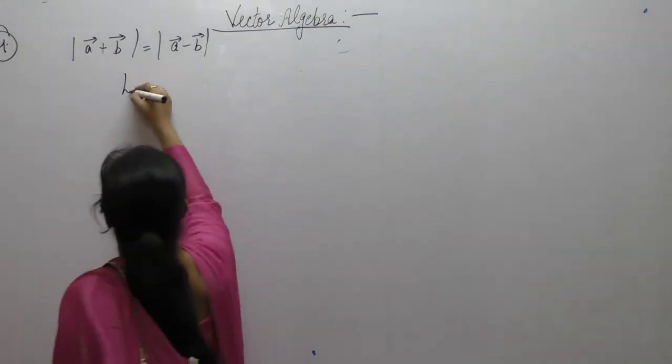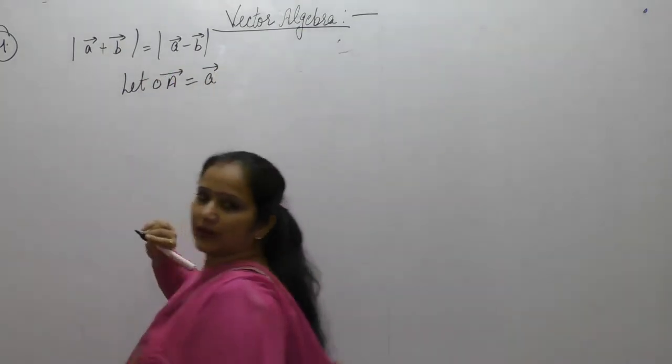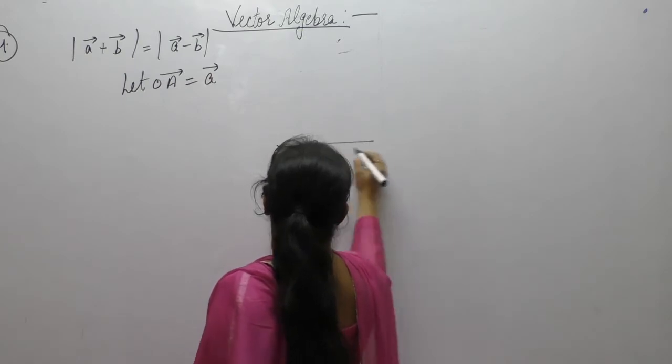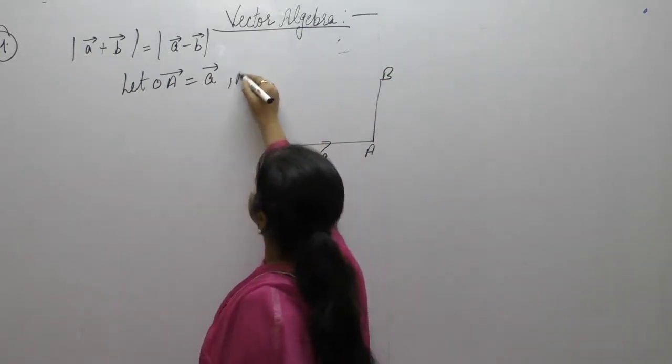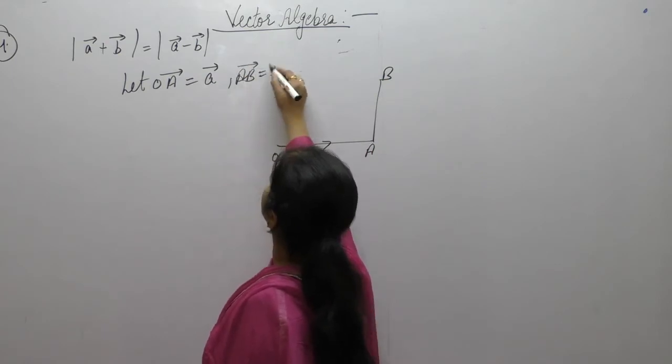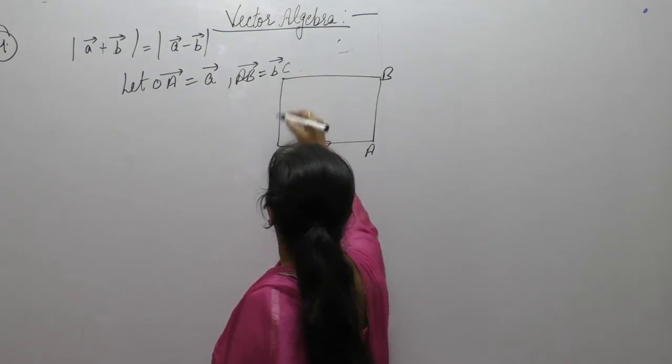Let OA vector be equal to A vector, AB vector be equal to B vector. Complete the parallelogram.